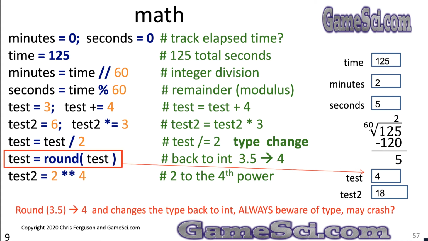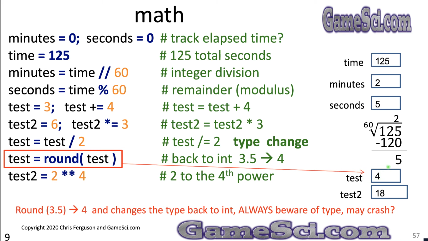test = round(test). Now we want to change it back to an integer. We decided we made a mistake by turning it into a float. So what we're going to do is round the result and round it back to a number. Now 3.5 turns out to round to the value 4. Variable test now contains an integer again.